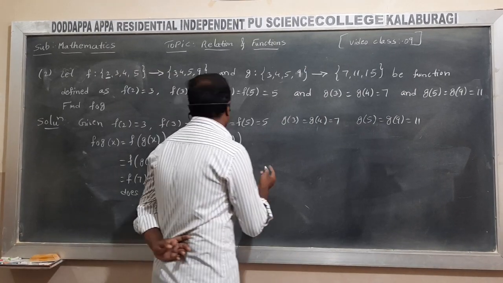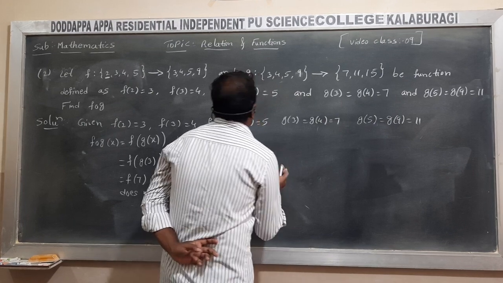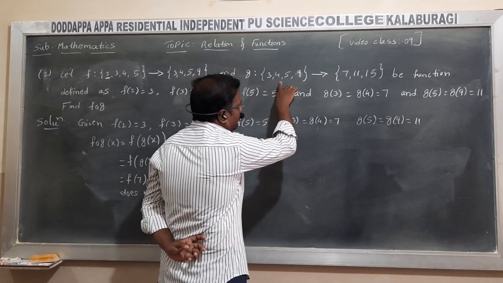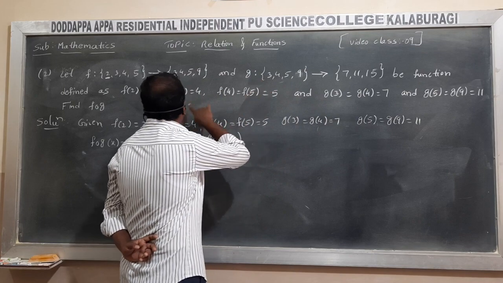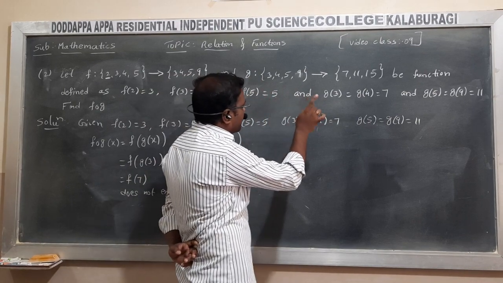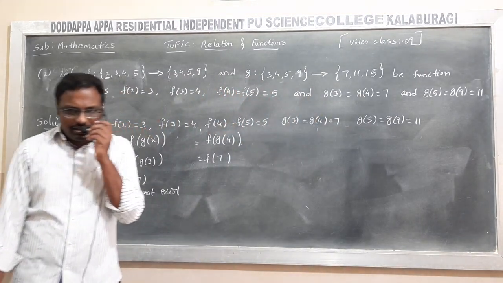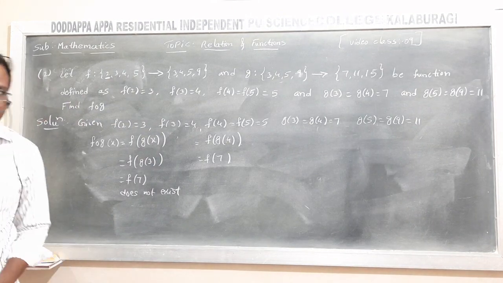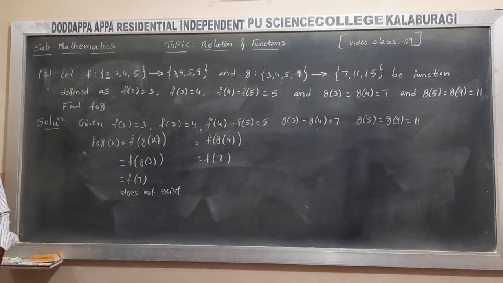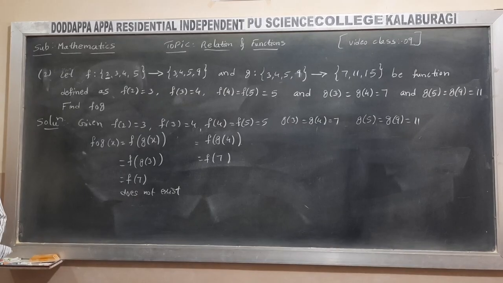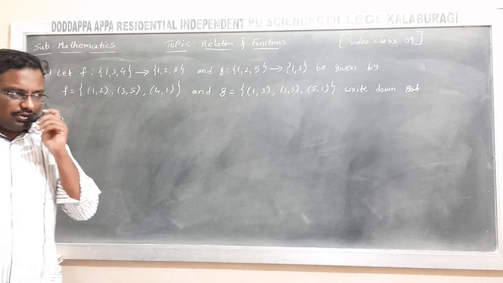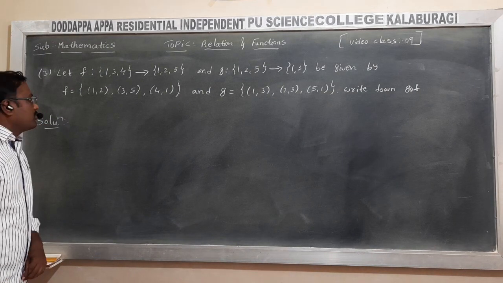Next, if we substitute 5, we get g of 5. G of 5 is 11, but f of 11 is not there. That does not exist. So totally the answer is does not exist. Okay, we go for another problem.